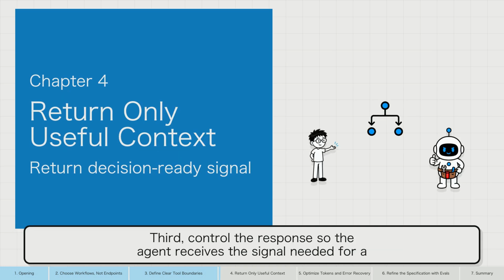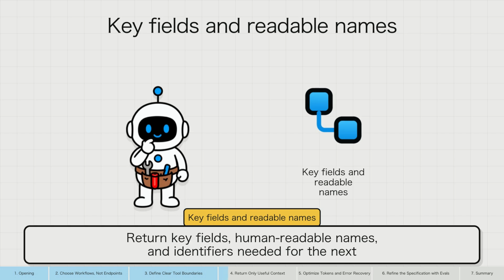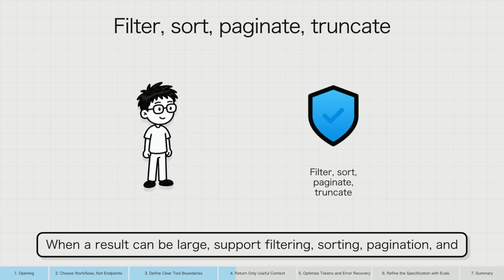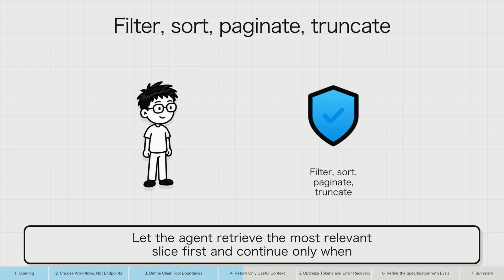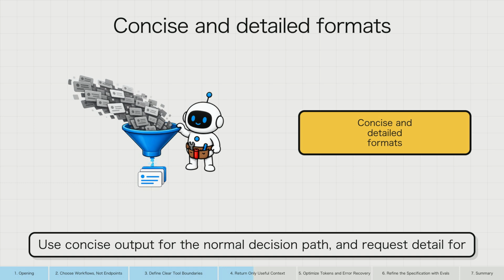Third, control the response so the agent receives the signal needed for a decision, not a page of system noise. Return key fields, human-readable names, and identifiers needed for the next step. Avoid dumping internal structures that are difficult to read or connect. When a result can be large, support filtering, sorting, pagination, and truncation. Let the agent retrieve the most relevant slice first and continue only when necessary. The same tool can offer concise and detailed response formats. Use concise output for the normal decision path, and request detail for auditing or debugging.